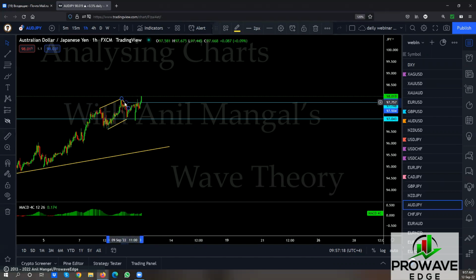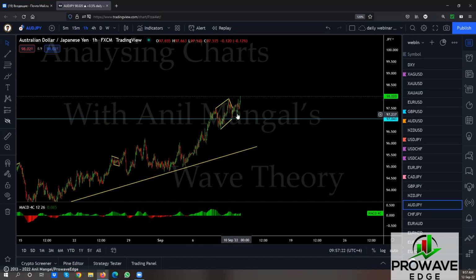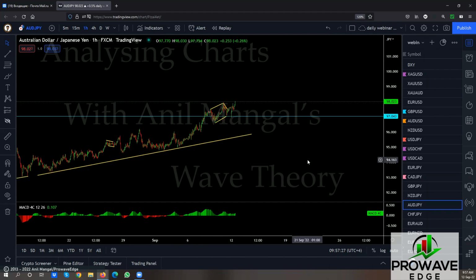So if you're in the trade, good. If you're not in the trade, take that out. Wait for a flag. I'm not putting it here yet because I don't know whether that's a real one this morning. So wait for a flag buy.